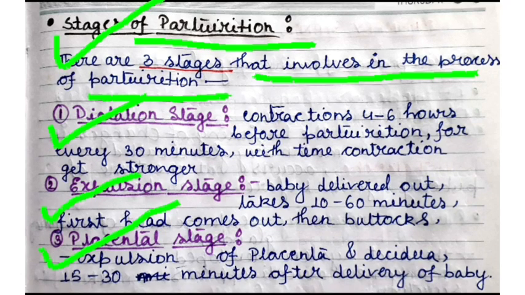So in this stage, contractions occur 4 to 6 hours before parturition, and they occur every 30 minutes, and as time passes, the contractions become stronger.